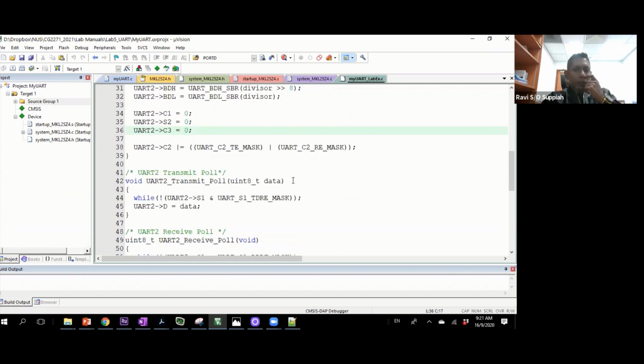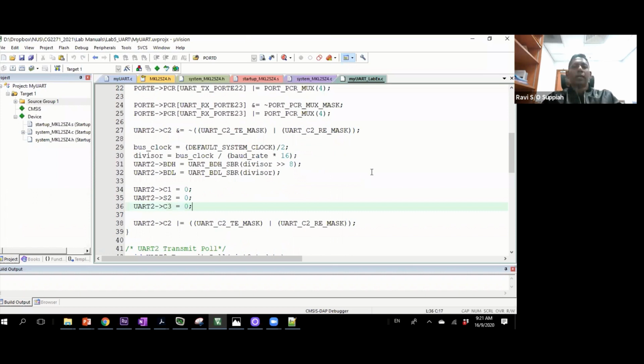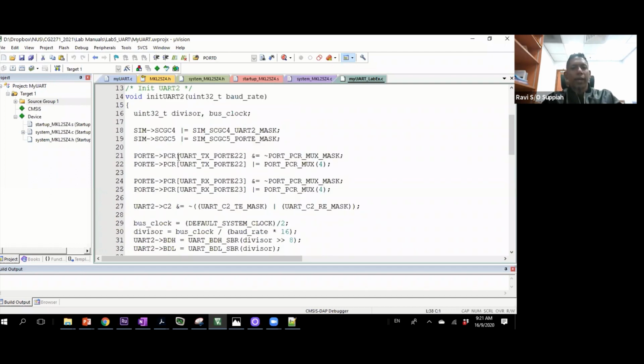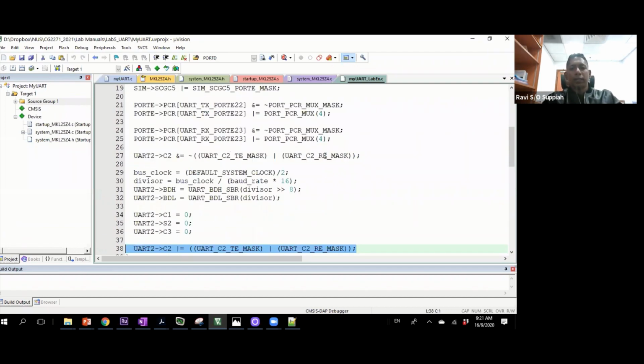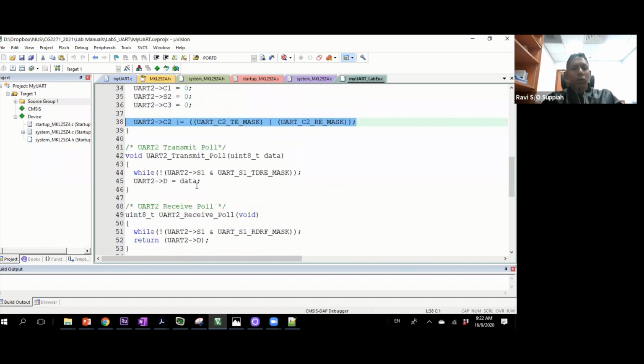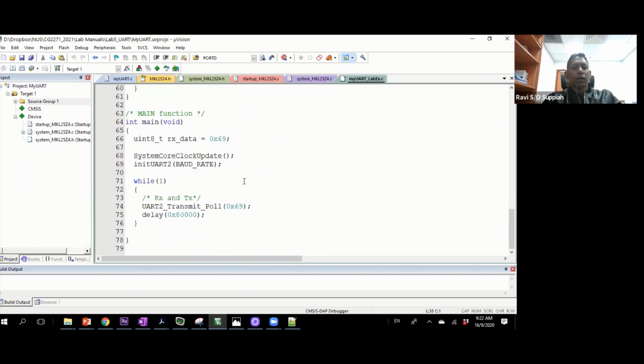After all the configuration is done, I come back to the 2 bits from just now, and this time around I do an OR. Previously, what did I do? I did an AND with the complement to clear the transmit and receive. In this case, I do an OR with the TE and RE enable. So this is where I actually turn on the transmit and receive. At this point, the transmit and receive is already on. It's running.